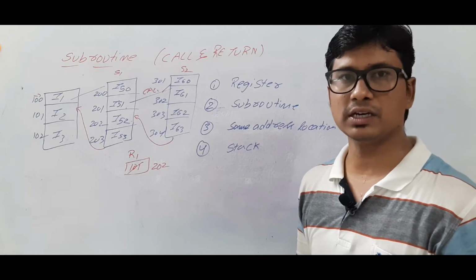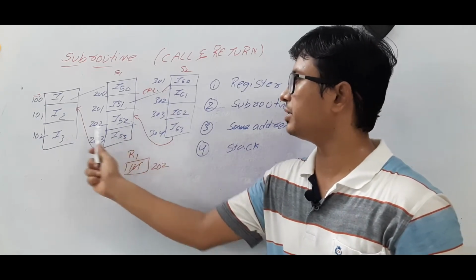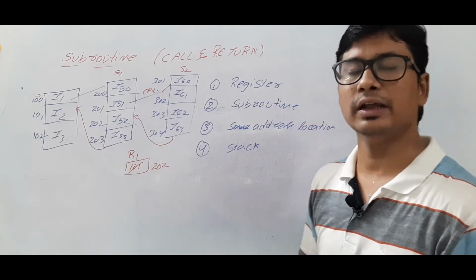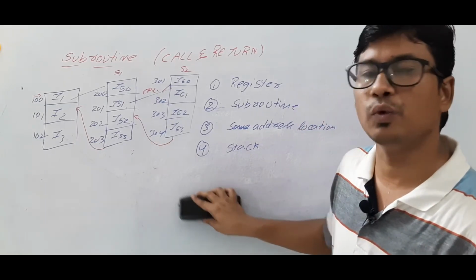Are you able to understand it or not? So you can go back from here to here, but from here how will you go? You have erased that address. So that's why storing the return address in a register does not work.